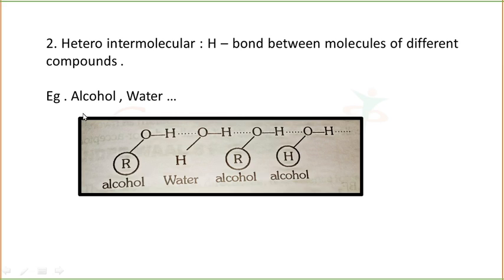For example, in case of alcohol and water. In this case, as you can see, this R group represents the alcoholic group, while this HOH is your H2O, that is water. As you can see here, the hydrogen bonding is formed in between two kinds of molecule. One is alcohol and another one is water. So this kind of bonding between two different kinds of compounds or two different kinds of molecule is known as hetero-intermolecular kind of hydrogen bonding.